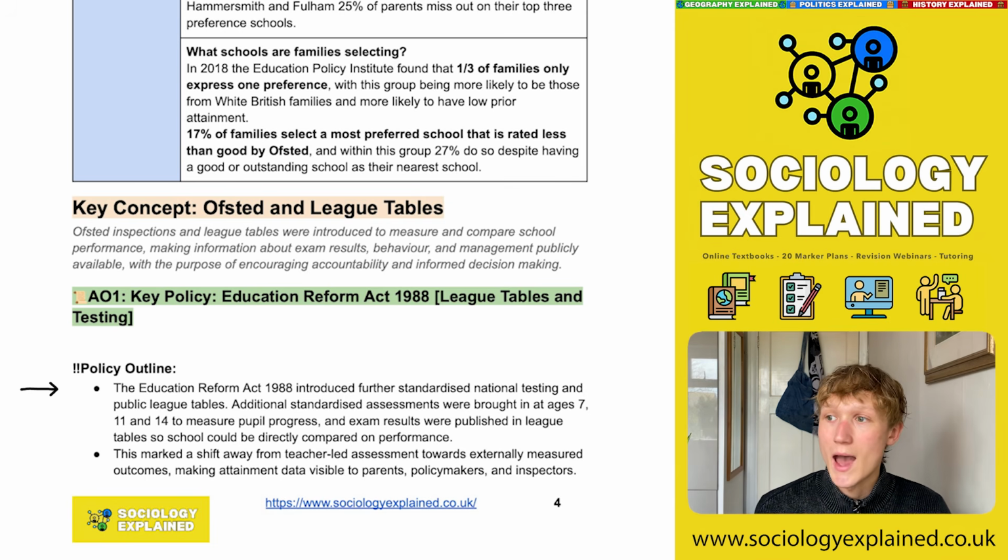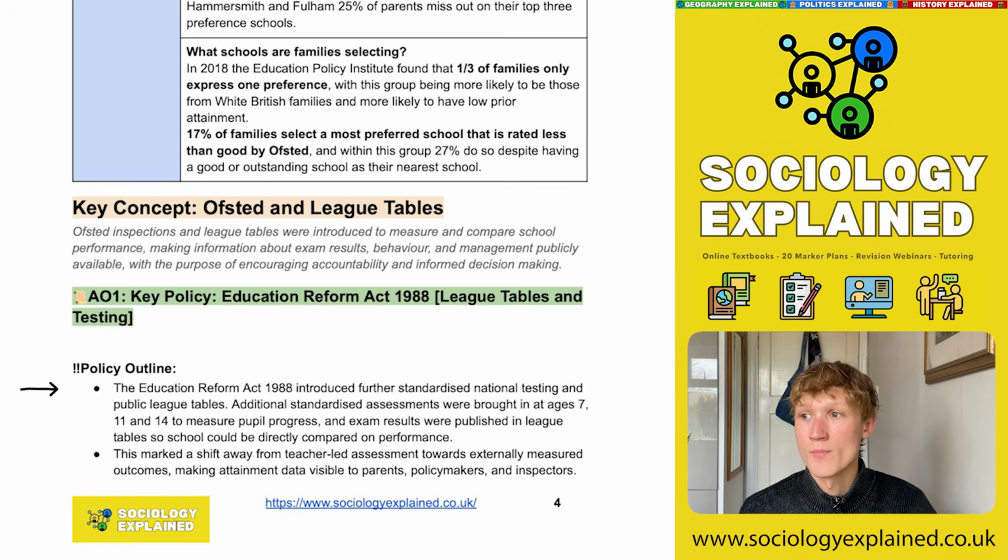So what this act did is it introduced further standardised testing and public league tables. This meant that all students across schools were tested on the same ground. And assessments were brought in at a younger age, 7, 11 and 14, so then progress could be measured as well, and this would be published in league tables.